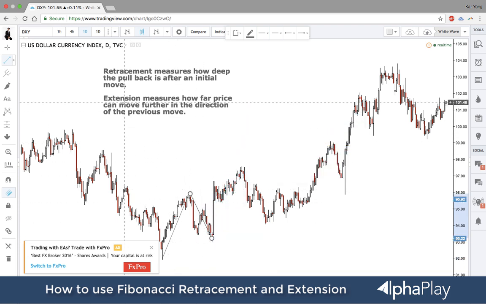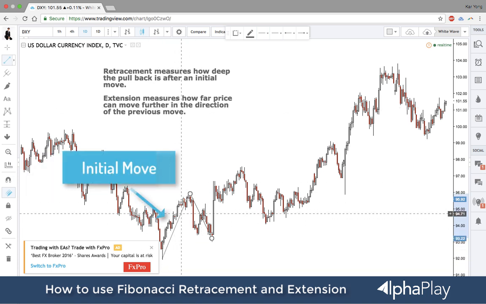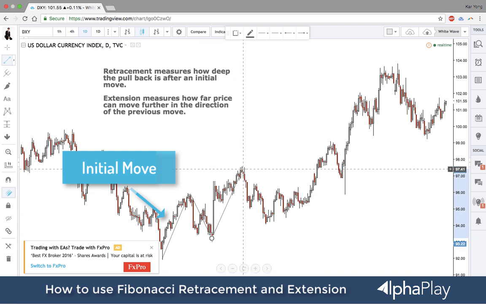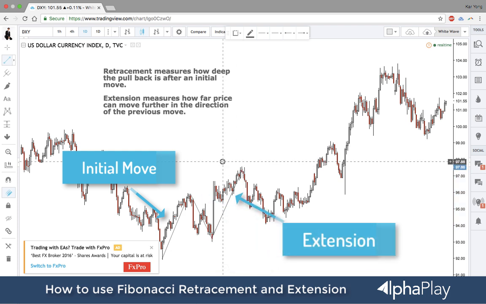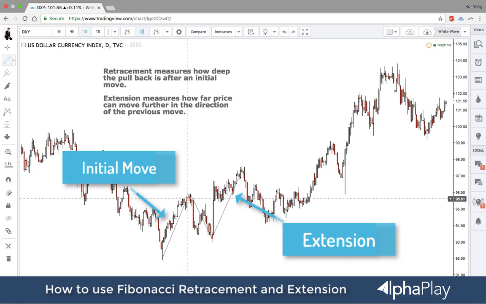You can see over here, extension, the concept behind extension is that it measures how far price can move further in the direction of the previous move, right? So if this is your previous move, this up move is your previous move, this is a retracement, and then this subsequent move that goes higher is actually an extension, right? So you have an initial move here, you have a correction, and then you have an extension.